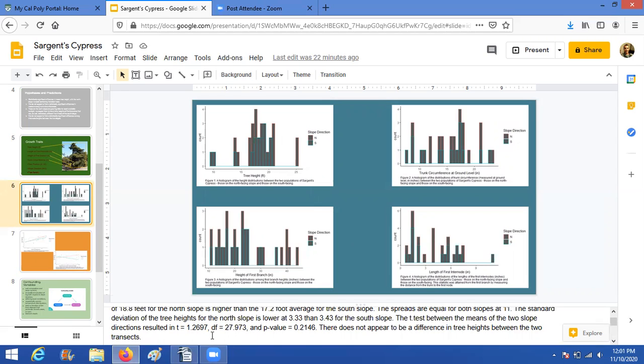Ignore the t and the degrees of freedom. You guys can visualize this here. That's not statistically significant, relatively low, but anyways, not enough to confirm a difference in tree heights.